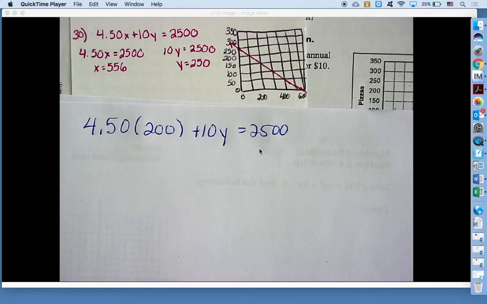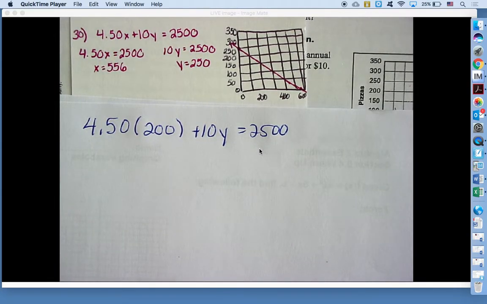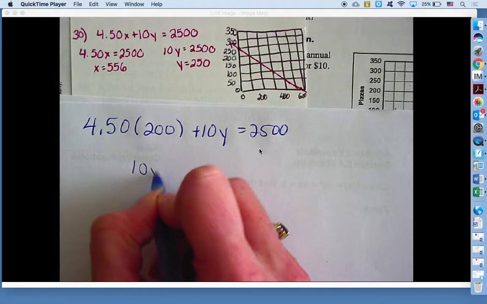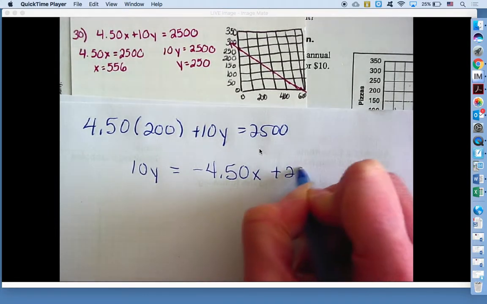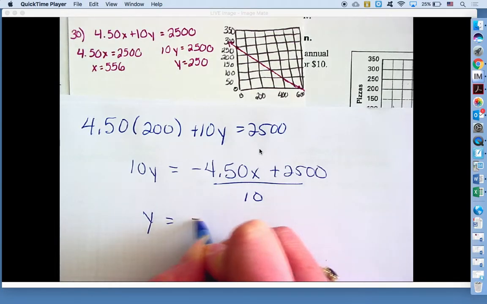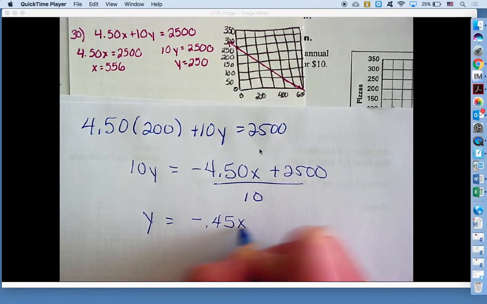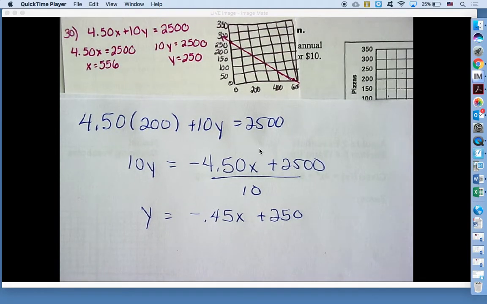The other way you could do it is to, again, take this equation, but get it in y equals form. So if I take that equation and get it in y equals form, I would subtract 4.5x and then divide by 10. So my equation would be negative 0.45x plus 250. If an equation is in y equals form, it's really easy to pick any random x and get out a matching y value. It's totally up to you what you want to choose.